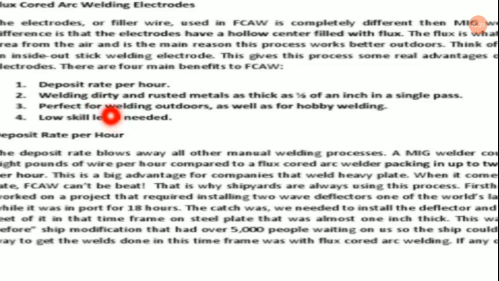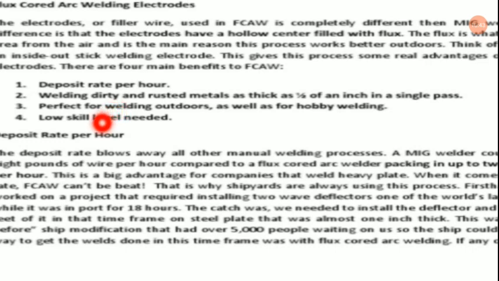welding dirty and rusted metals as thick as half of an inch in a single pass. So it has a high deposition rate, and also has the capability of welding dirty and rusted metals as thick as half of an inch, okay, in a single pass. So half of an inch means you can easily weld metal that thick.